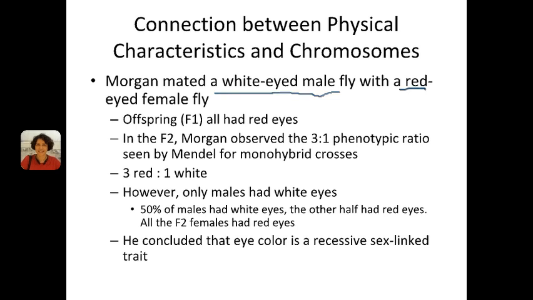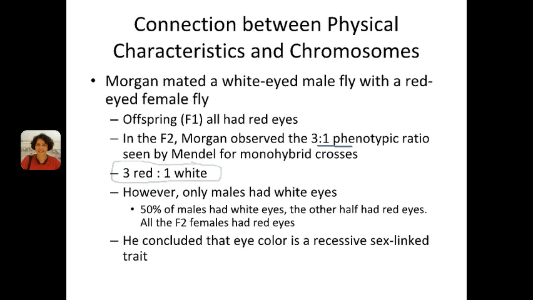Remember, the red eye color is the wild type. And they observed that the F1 generation, in other words, the offspring from that cross, all the flies, males and females, had red eyes. And then when he mated those flies among each other, he noticed in the second filial, F2 generation, he observed a 3-to-1 phenotypic ratio with 3 flies with red eyes for every 1 fly with white eyes. And you remember probably that that is the same phenotypic ratio that Mendel observed for his monohybrid crosses.